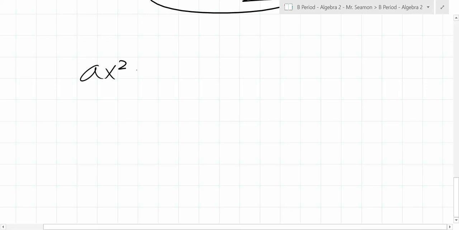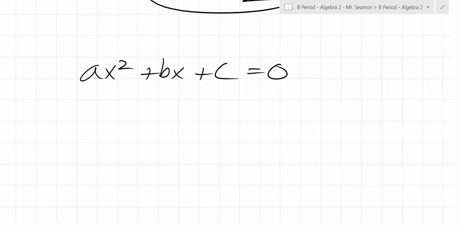This is the general quadratic right here. This is standard form. This could represent what type of quadratic? Any quadratic. This represents all quadratics. Are you okay with that? Any quadratic fits this form.